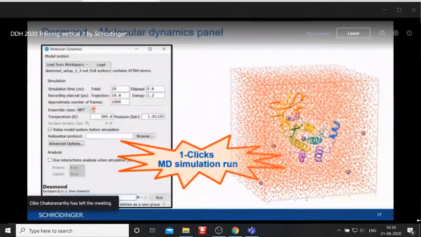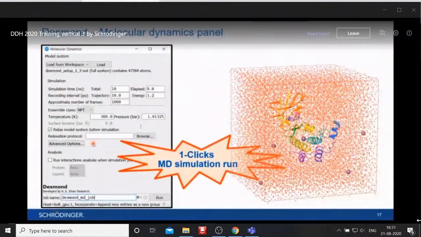Then which ensemble you want to run it on, for example NPT or NPET, or if there is another ensemble, constant pressure, constant temperature, as well as constant area. There are many such ensembles, and by default it gives you those options, but you can always change it. There is a temperature option, there is a pressure option. So everything is present there. It also has its own relaxation protocol, so you don't need to worry about protein minimization or system equilibration. Everything is considered inside it by default. But if you want to change it, these are the advanced options.